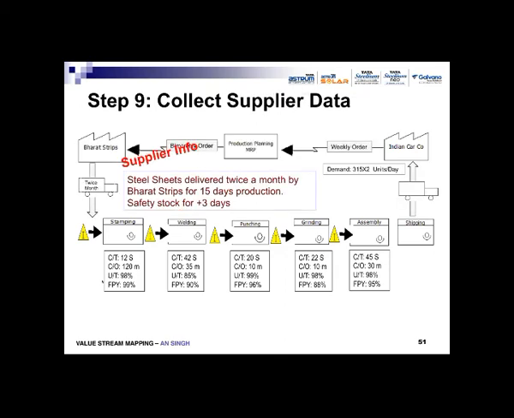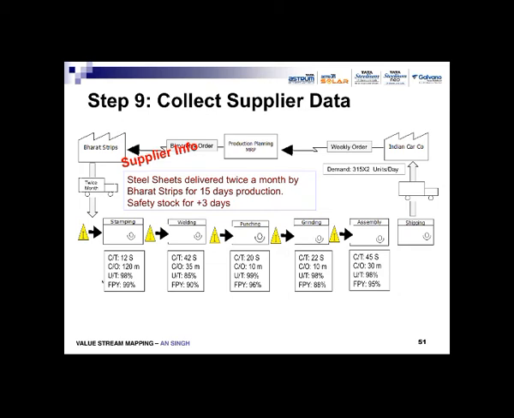Now we have made process boxes, inventory, all this data, and then comes the reverse side. Ultimately, steel comes from the supplier. It comes twice a month by a truck.